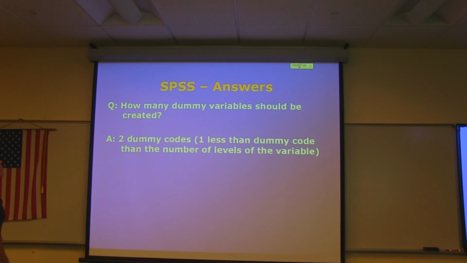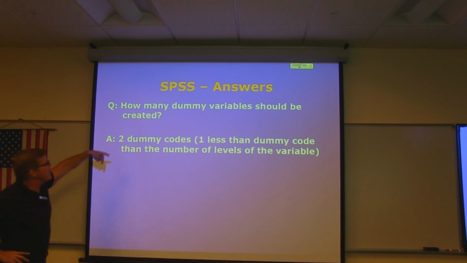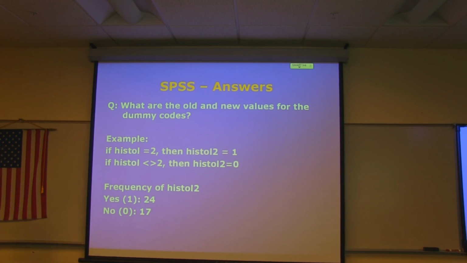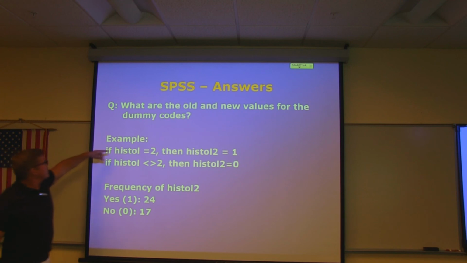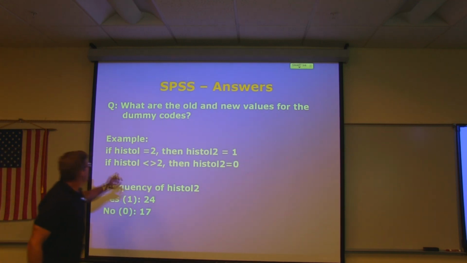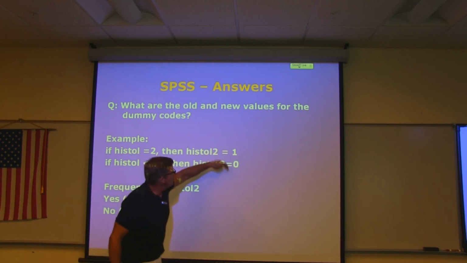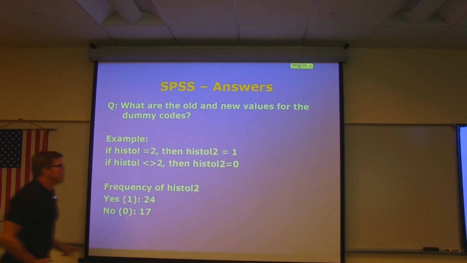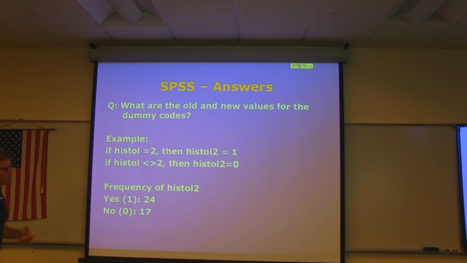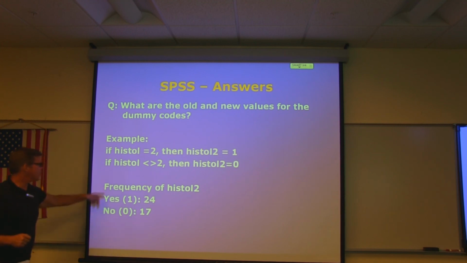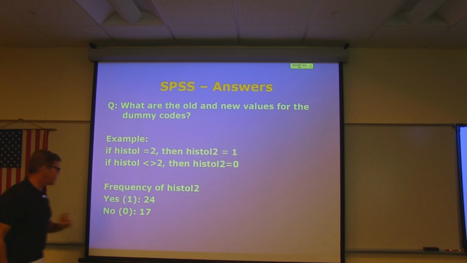How many dummy variables should be created? 2 dummy codes, one less than the number of levels of the variable. Typically, that is how it's done. What are the old and new values for the dummy codes? If histology is 2, then histology 2 equals 1. If histology is less than or greater than 2, then histology 2 is 0. So we see 1 and 0, which is converting a categorical variable to a scale that uses coding with 1s or 0s, typically yes and no. And this just tells us the frequencies. We have 24 1s and 17 no's.